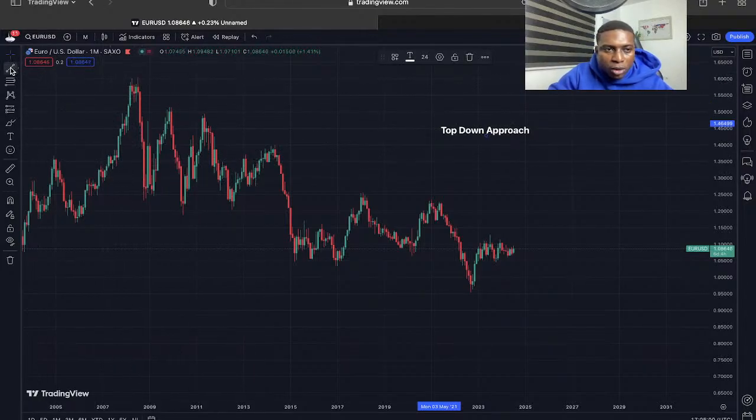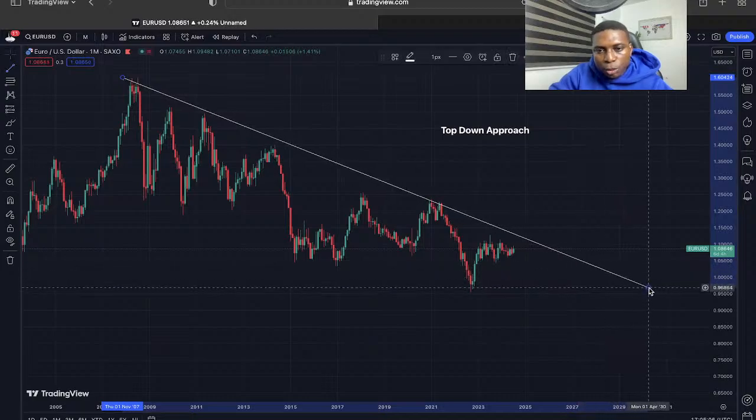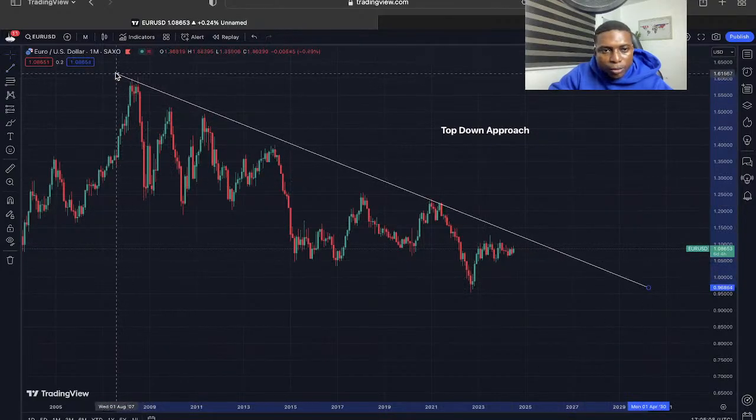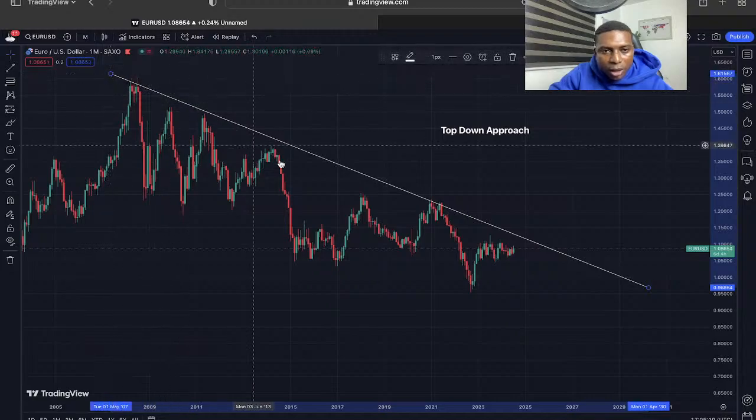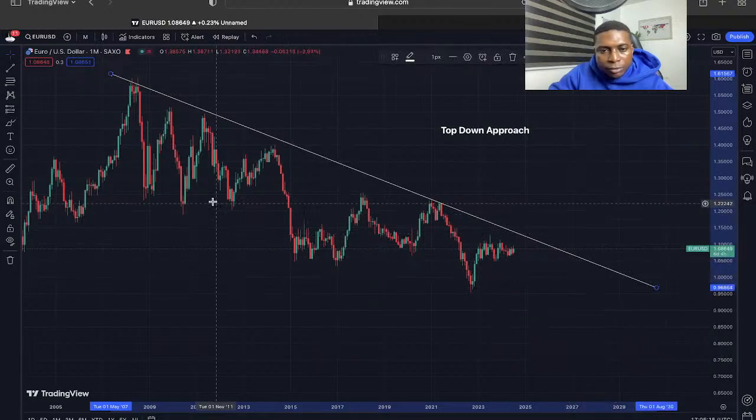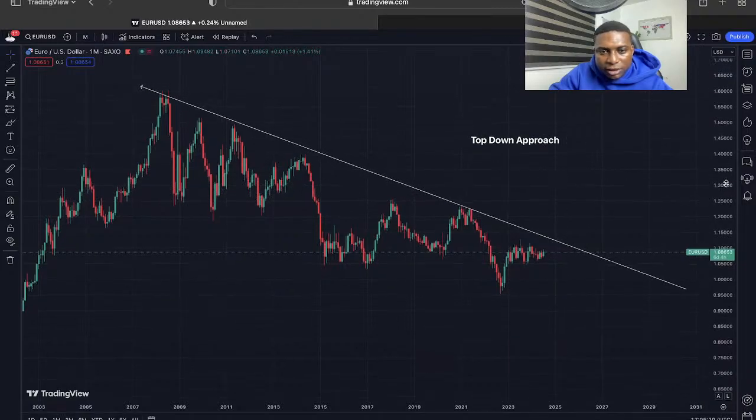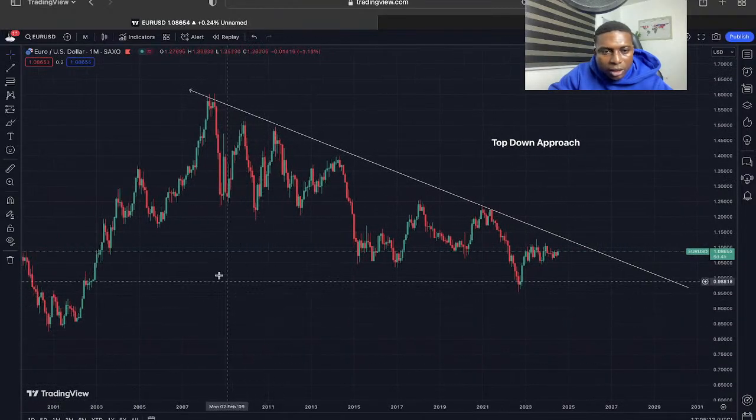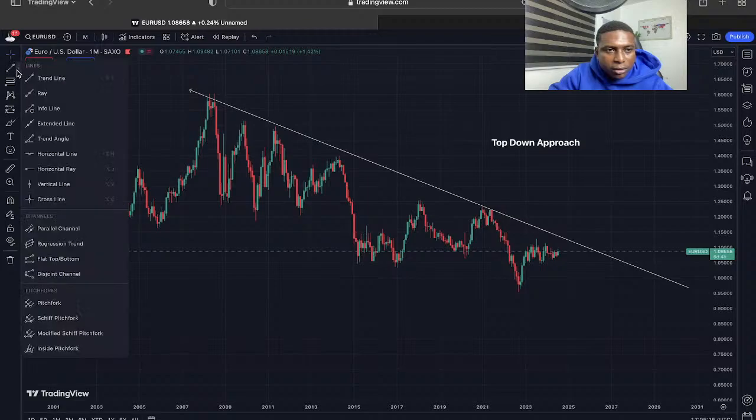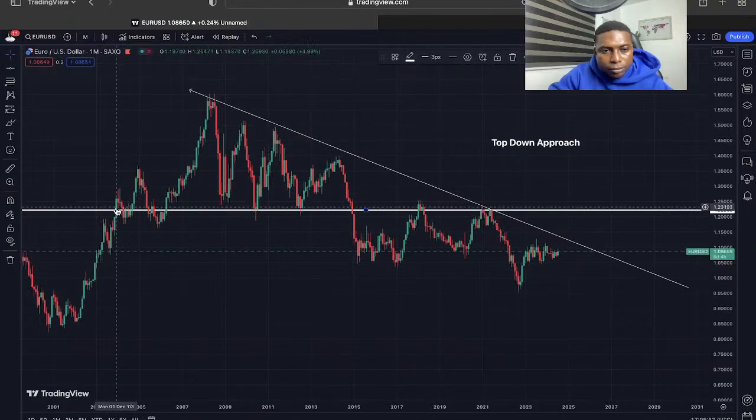Coming from the higher time frame, first thing first, we want to look at the overall market direction, which has been downward sloping for a while. Now let's also map out levels of support and resistance. So here are the levels of support and resistance.